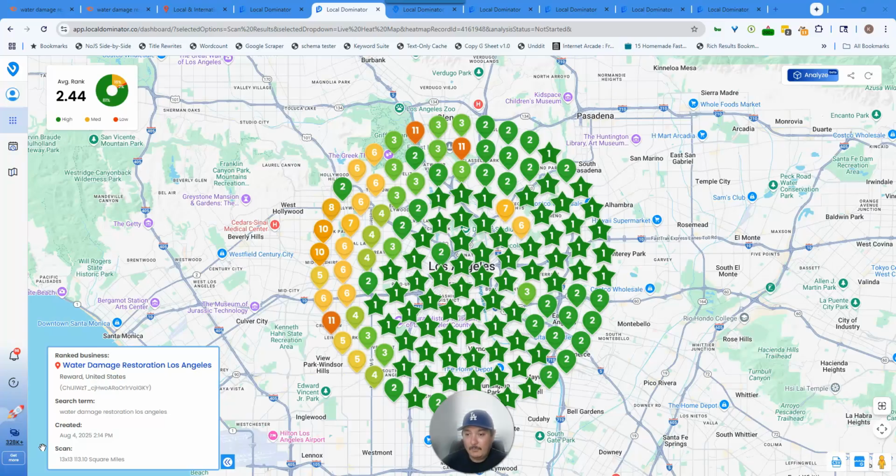So what this does is, like I said, you punch in your keyword and it tells you where you're ranking in these very specific coordinates for that specific keyword at that specific point in time. Point in time is important because your rankings can fluctuate over the course of a day.